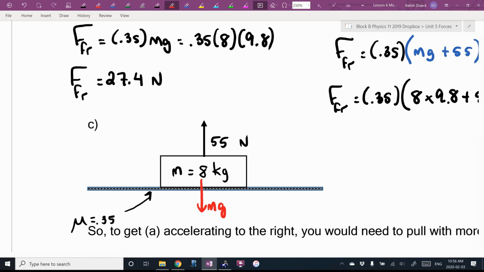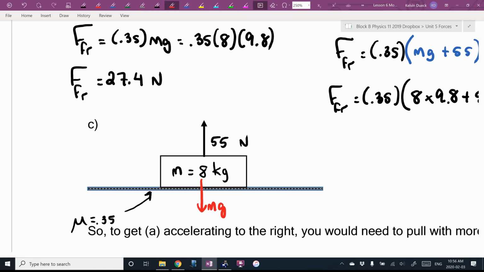I'm missing a normal force, but this time is the normal force going to be bigger, smaller, or the same size as mg? And how do I know? It's going to be smaller because now the normal force doesn't have to cancel out all of gravity. Someone else is canceling out 55 newtons worth. I'm going to really exaggerate it.